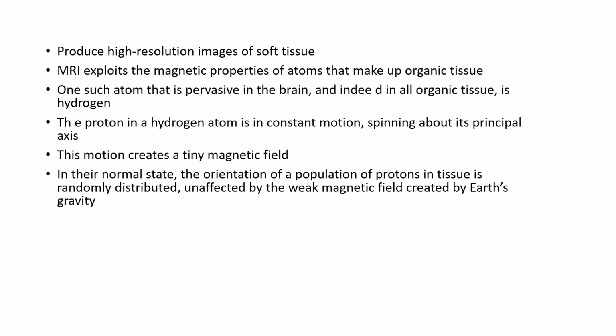MRI makes use of the magnetic properties of atoms. Like any other organic tissue, the brain is made up of different types of atoms. One such atom is hydrogen. Within that hydrogen atom, the proton is always in constant motion, spinning around its axis. As it spins, its orientation is not along a particular axis, it is randomly distributed. So we make use of this magnetic property of the proton in the hydrogen atom.